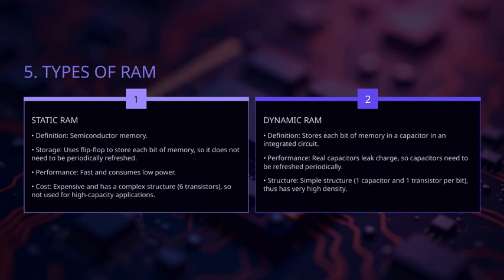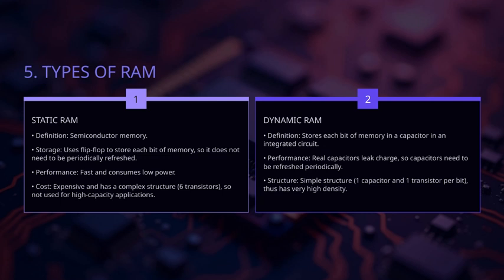SRAM is a type of semiconductor memory that uses flip-flops to store each bit of data. Because of this design, it doesn't need to be periodically refreshed like other types of RAM. This makes it quite fast and also means it consumes less power, which is a big advantage. However, the trade-off is that SRAM is more expensive and has a more complex structure, typically requiring 6 transistors per bit. Due to this complexity and cost, it's generally not used for high-capacity memory applications.